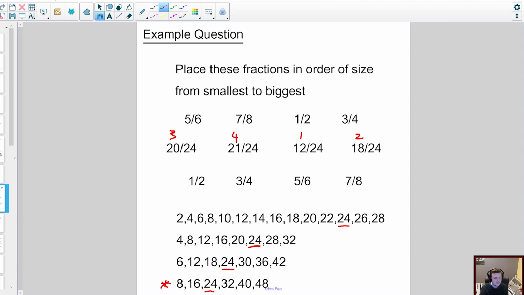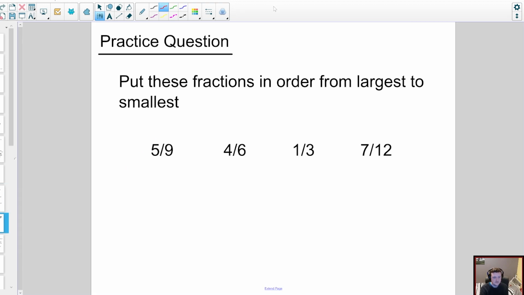Okay, so, on to the practice question. They say put these fractions in order from largest to smallest. So be careful, I flipped it round on you. From largest to smallest. Have a go. See what you think. I'll be back in just a second to go through it with you.